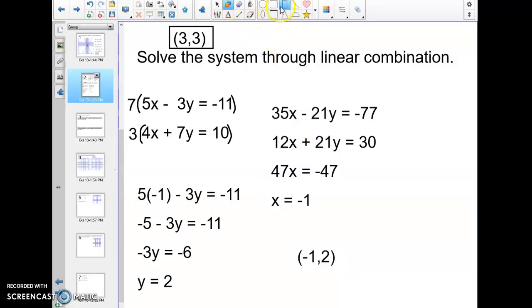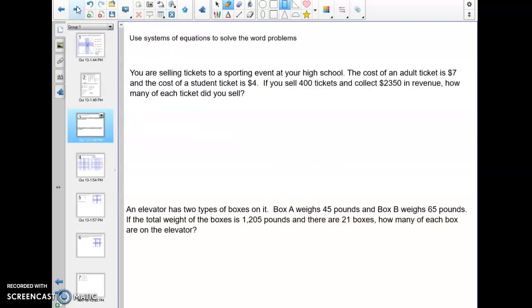And one other piece of this is it should work for both equations if you want to check it. All of these should, if you want to check them. 4 times negative 1 plus 7 times 2 equals 10. 5 times negative 1 minus 3 times 2 equals negative 11. So I know my answer is correct.